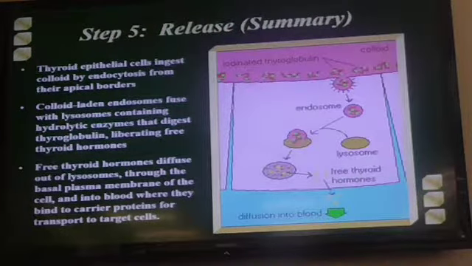And this just summarizes the release. The diagram shows you how it's doing that. And again, lysosomes are very important in that. And in lymphocytic thyroiditis, it can interfere and destroy the lysosomes in the cells also, so that aggravates some of the situation we have with that disease process. Okay? So those are the steps.